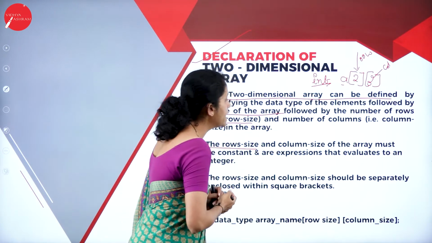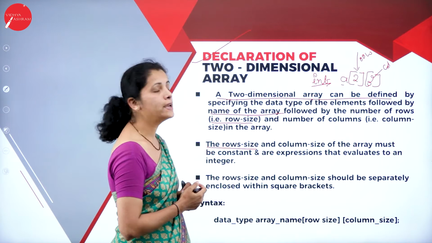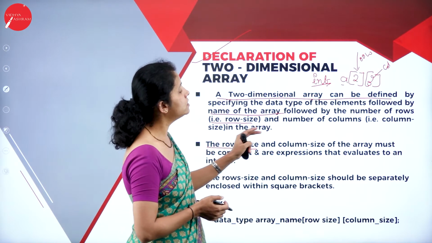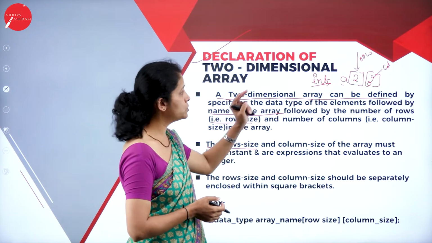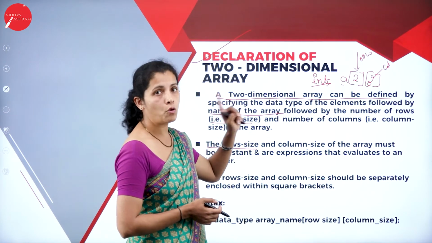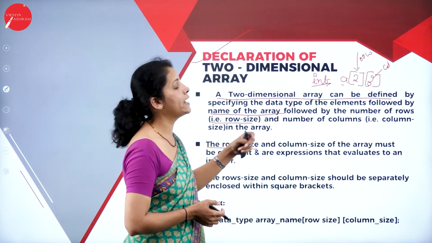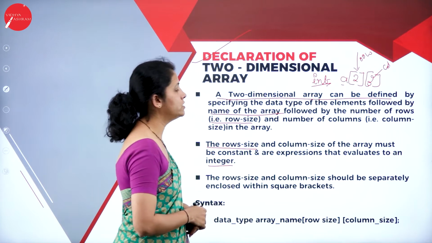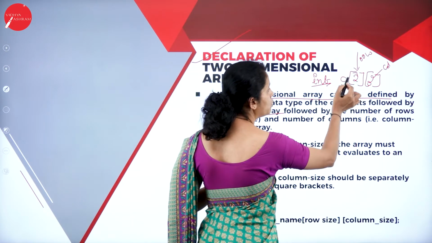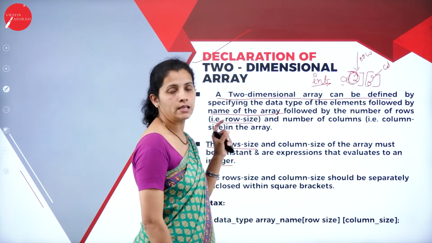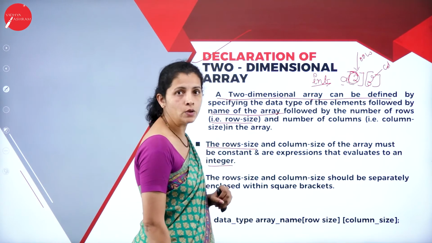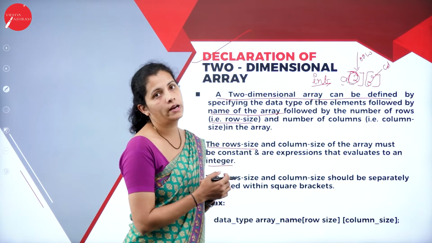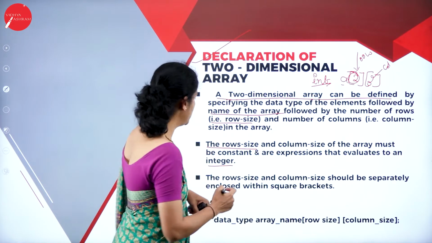The row size and column size of the array must be constant or an expression. So whatever array size I'm going to specify, that must be a constant value, or it can be an expression that evaluates to an integer. So whatever the row size and column size I specify, that must be an integer value, either a constant value or an expression.